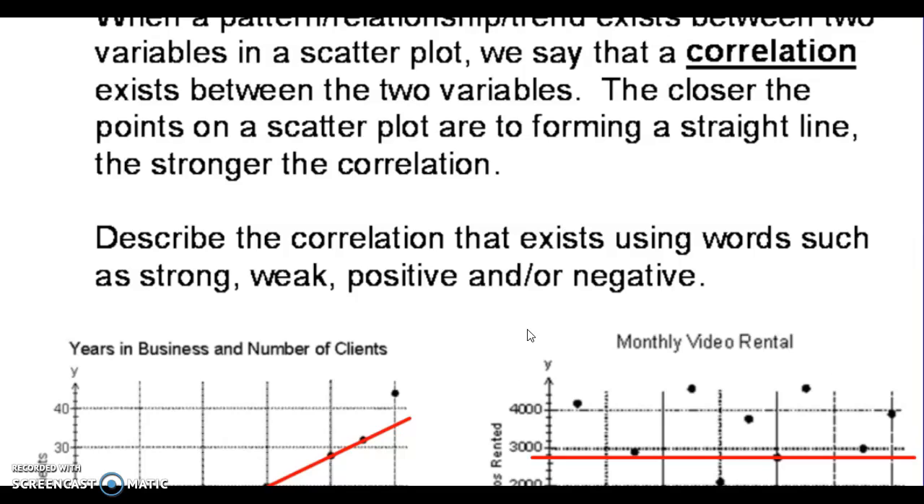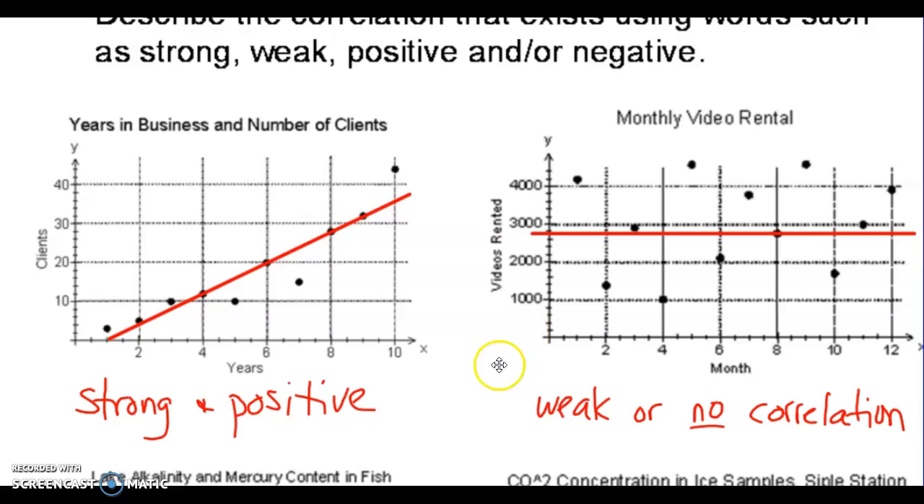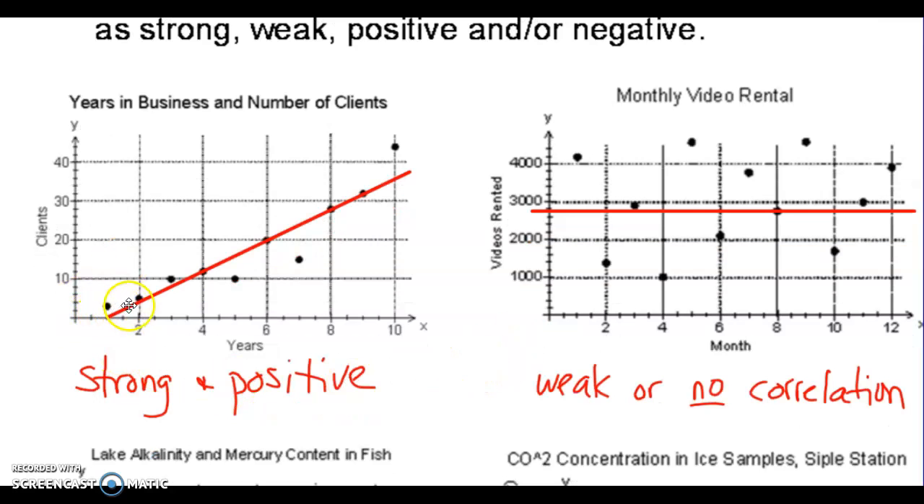So let's look at some examples here. We're going to describe the correlation. So looking at the first example, years in business and number of clients, if I were to draw a line that matches the way the points are moving, that's what my line would look like. So if I were to describe this line, well, I can see that it's touching a few points and the other points are pretty close to it. So I would describe the correlation between these variables, years and clients, as strong because they're close to forming a straight line, and positive because the line rises to the right.